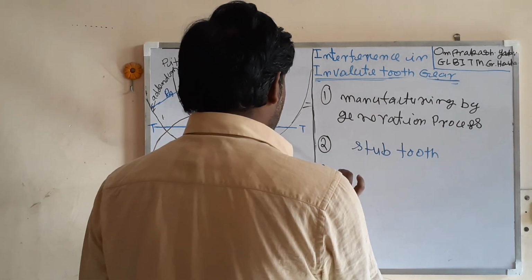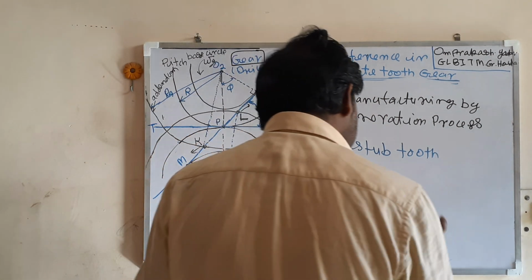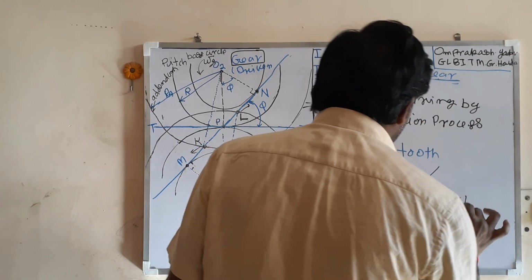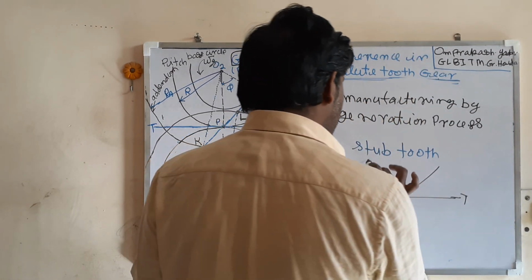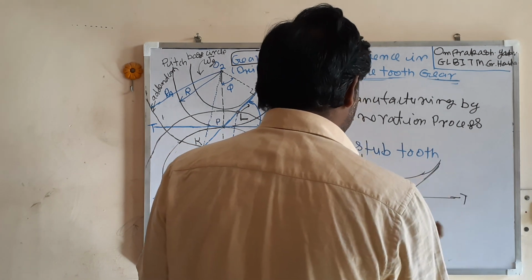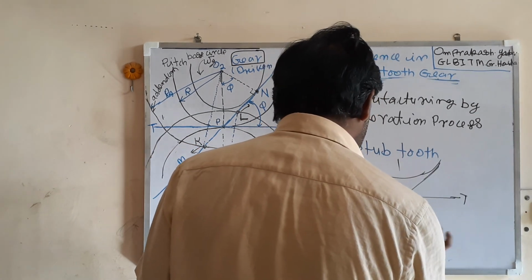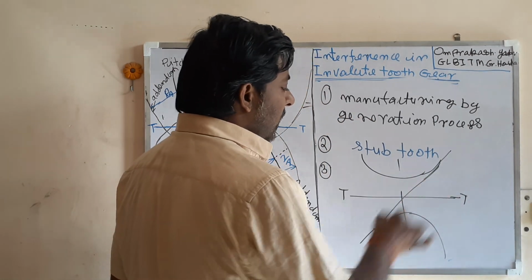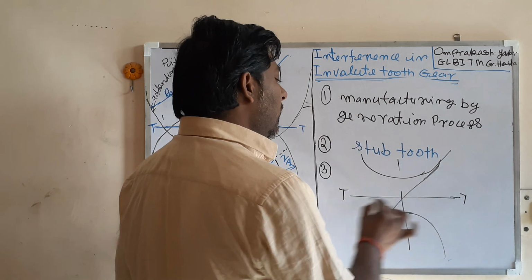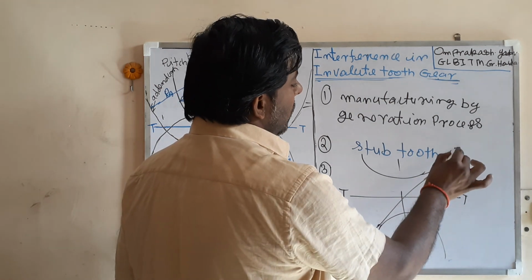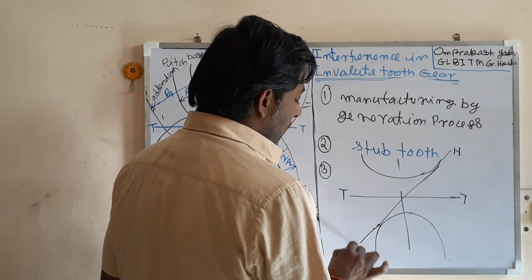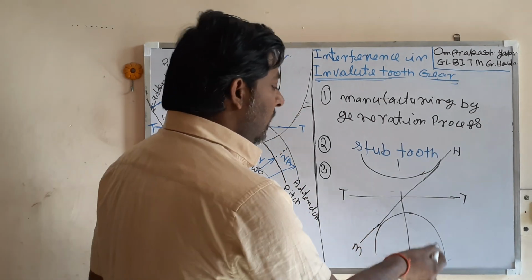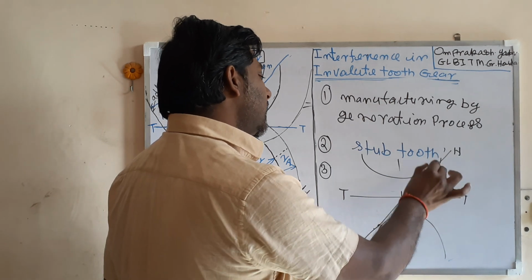Let us see the third method. What is the third method? Just suppose this is the common tangent at the point of contact, and I am taking this base circle of one gear, and this is the base circle of another gear. This is the common normal at the point of contact. This is also the common tangent to the base circles.